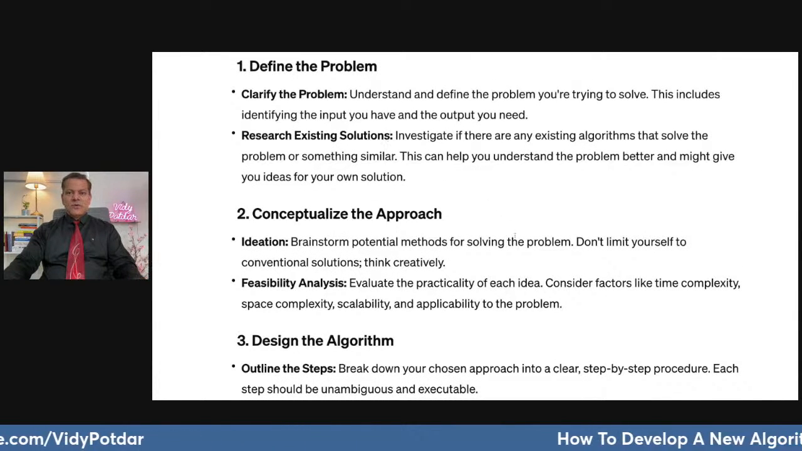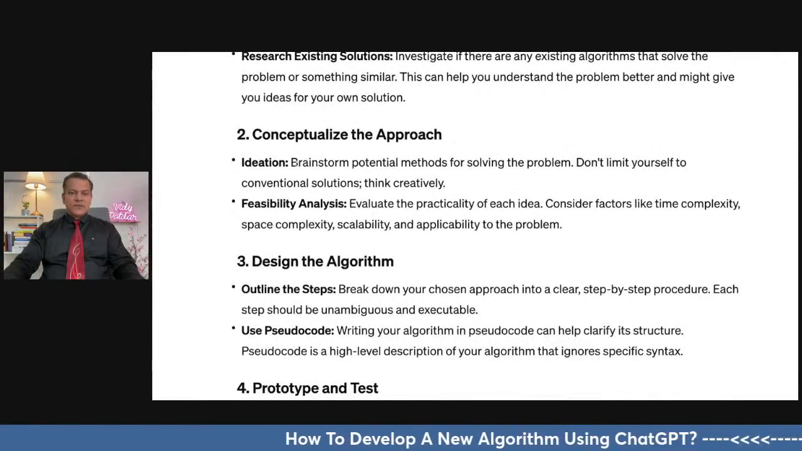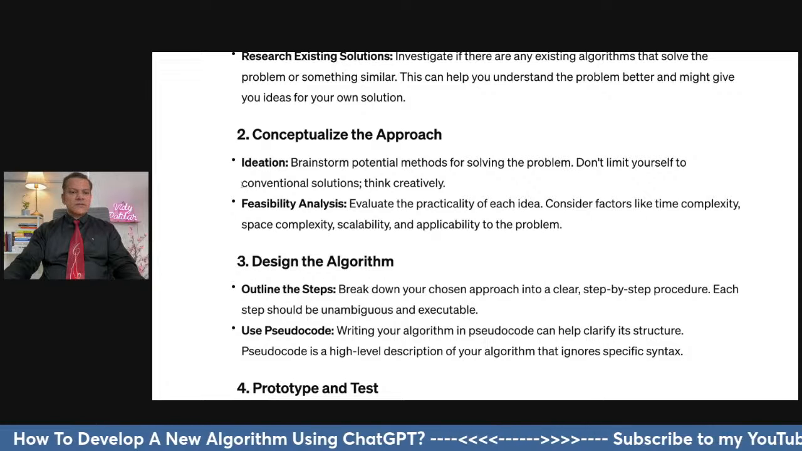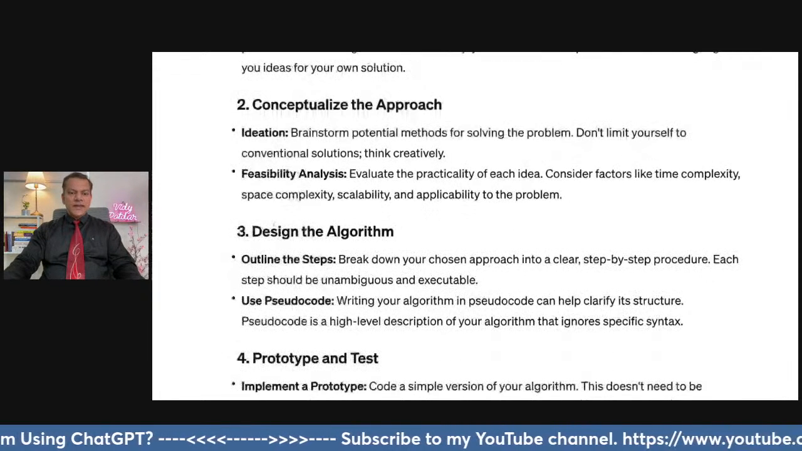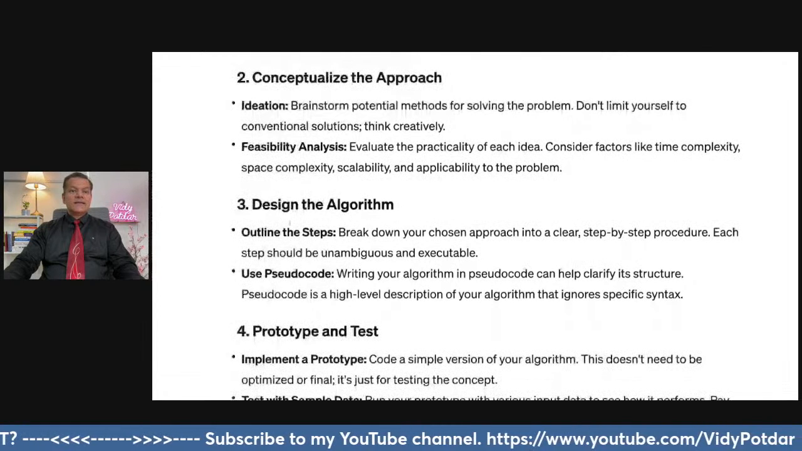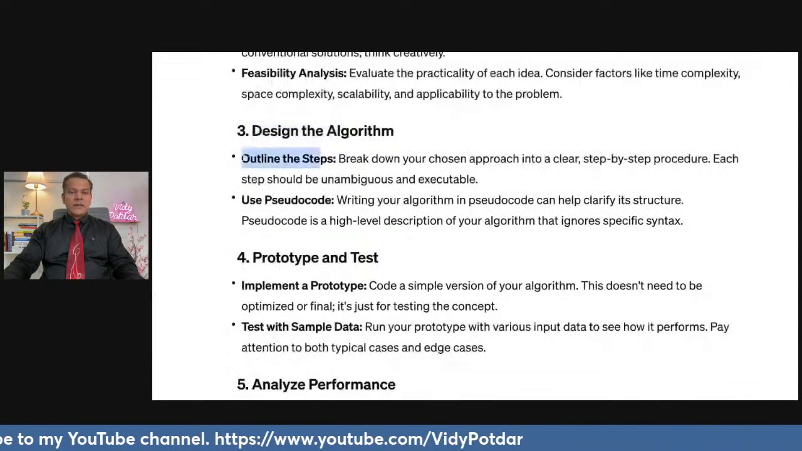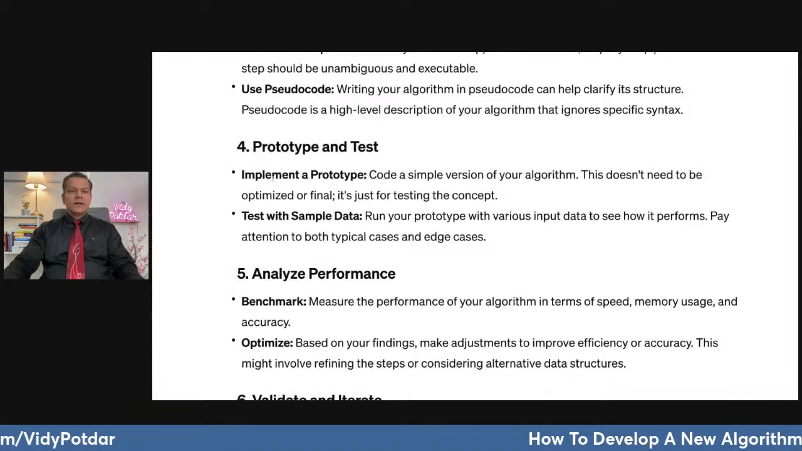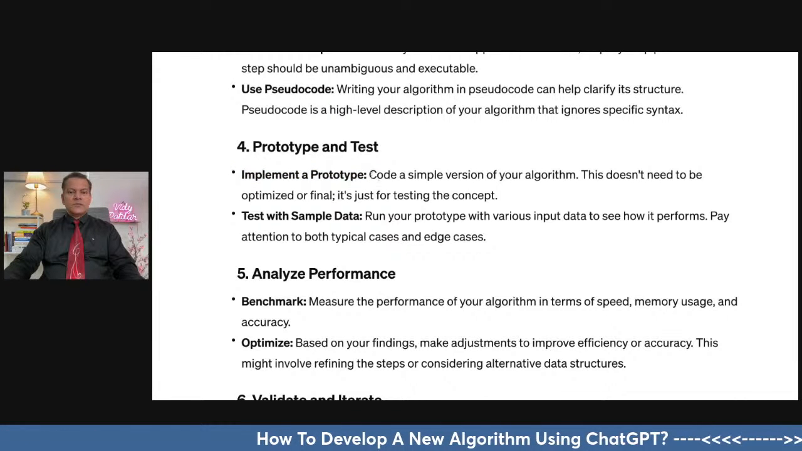That is what we do in research anyway. Next is conceptualize the approach: ideation, brainstorm potential methods for solving the problem. Don't limit yourself to conventional solutions, think creatively, do some feasibility analysis, and design the algorithm. Here you have to outline the steps and develop a pseudocode. You can then implement a small prototype where your algorithm is working.